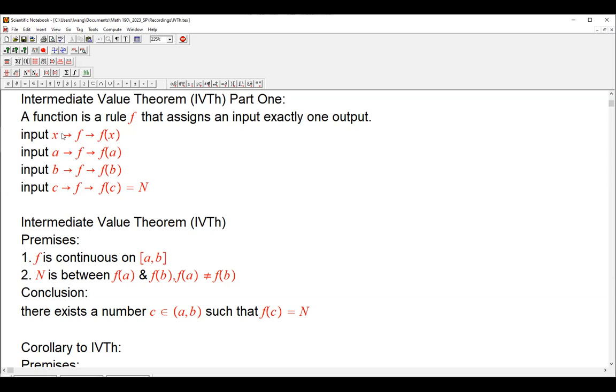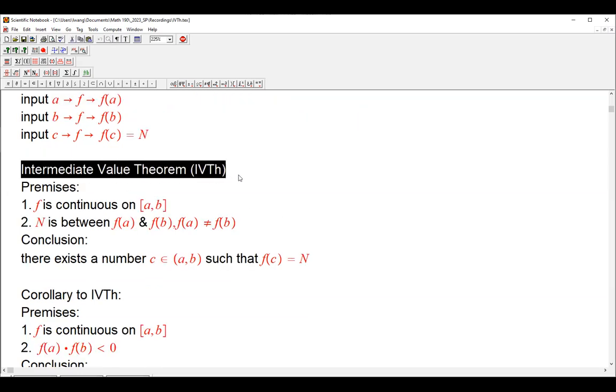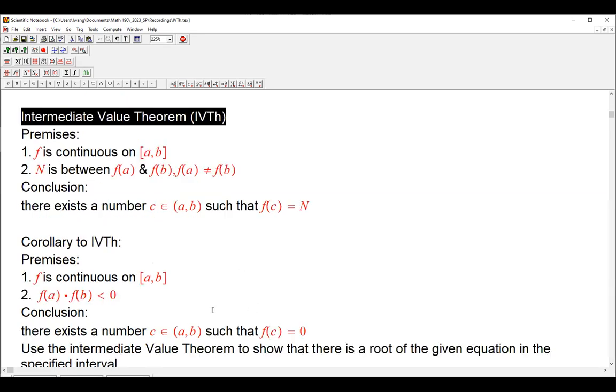X, A, B, C, these are inputs. F of X, F of A, F of B, F of C, those are outputs, and capital N is in the same category of output. And we know that there are two versions of the intermediate value theorem: one is the theorem itself, and the other one is its corollary.